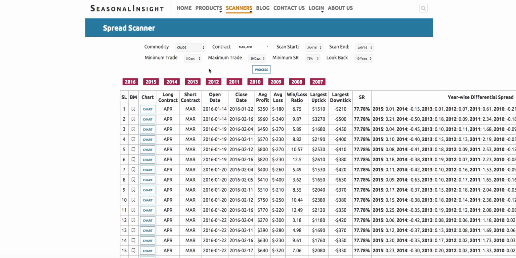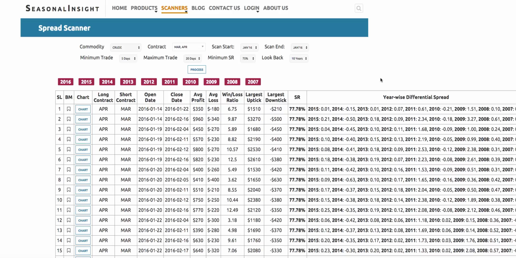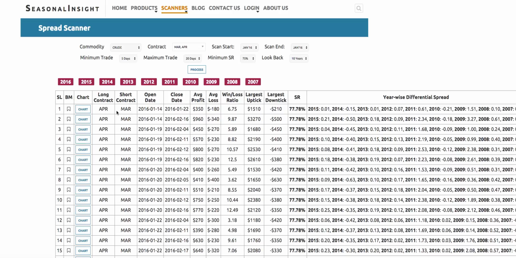Okay, this is the output of the spread scanner for crude. So what this is saying, if we have a look at the first trade that it's selected, it's saying if you open the trade on the 14th of January this year and then close it on the 22nd of January, for that period in the previous 10 years, the average profit has been $350. The average loss is $180. Maximum uptick is 1,510. The largest downtick is minus 210.